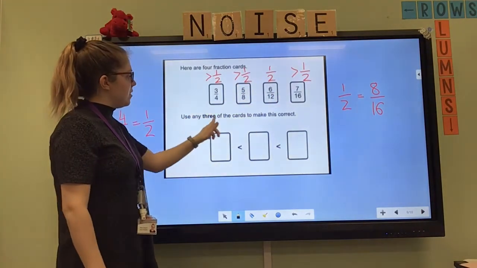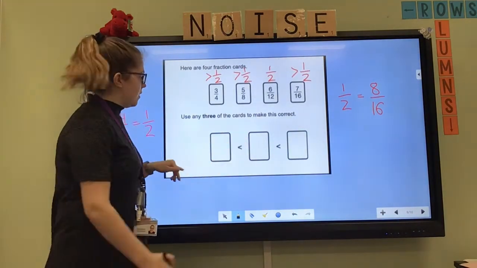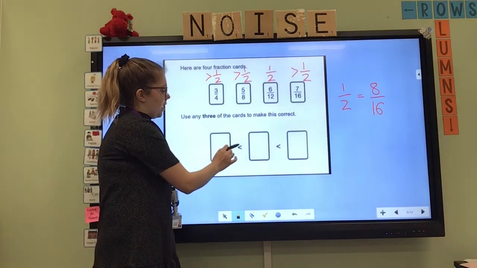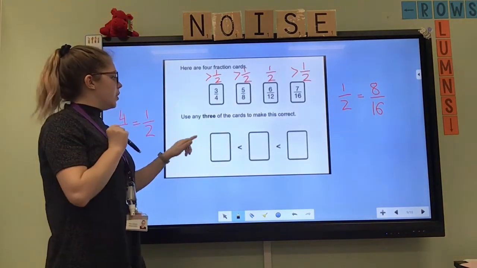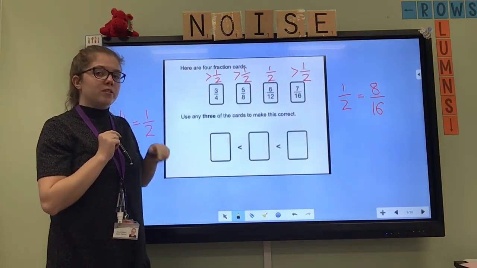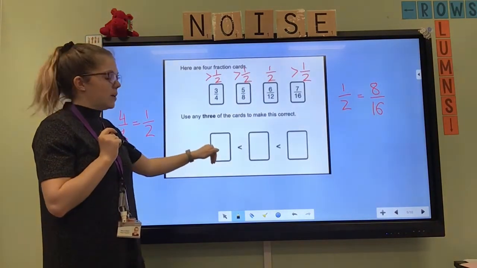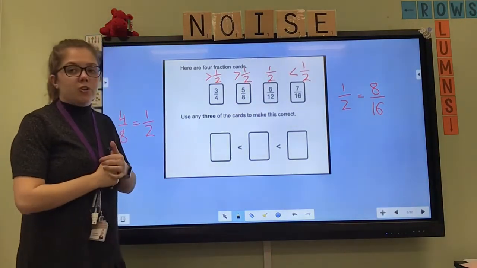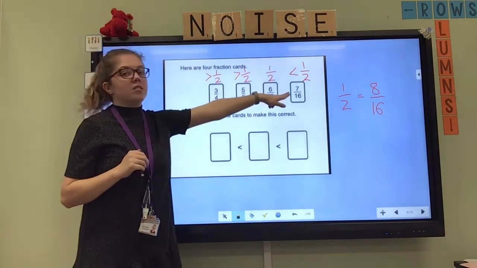Now we've compared all those fractions using our knowledge of a half, we need to fill in, use any 3 of the cards to make this statement correct. And you can see that the symbol tells us that these 2 fractions need to be bigger than this one. So using the little jottings we've done, which is the smallest fraction out of my 4 cards? Which is the smallest one that we can put here? And you should all be telling me that the only one that is less than a half was our 7/16.